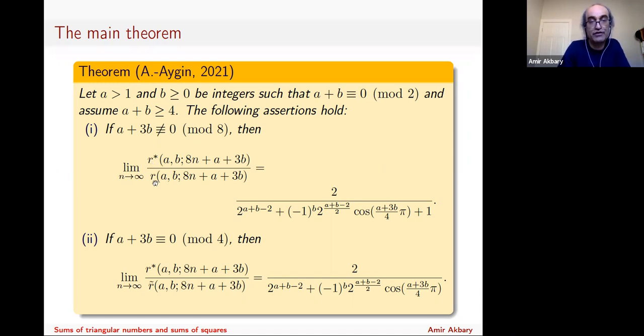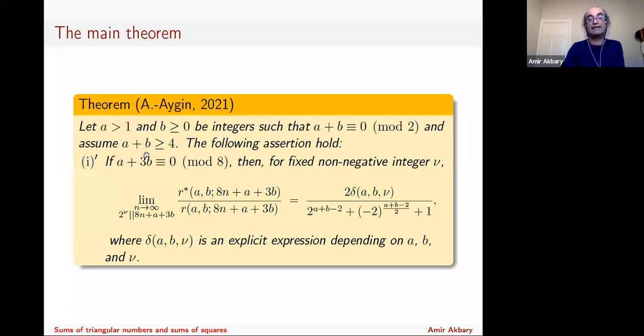For the quotient R star over R, if a plus 3b is not divisible by 8, we can say that this limit exists, and it's going to be this value. So we can compute this limit. If a plus 3b is a multiple of 4, we can consider the limit of R star over R tilde, and again, the limit exists, and we can compute the limit in this case too. There is one case here that is missing: the case that 8 divides a plus 3b. What can we say about that? For that case, we can say that the limit doesn't exist. So R star over R as n goes to infinity doesn't have a limit.